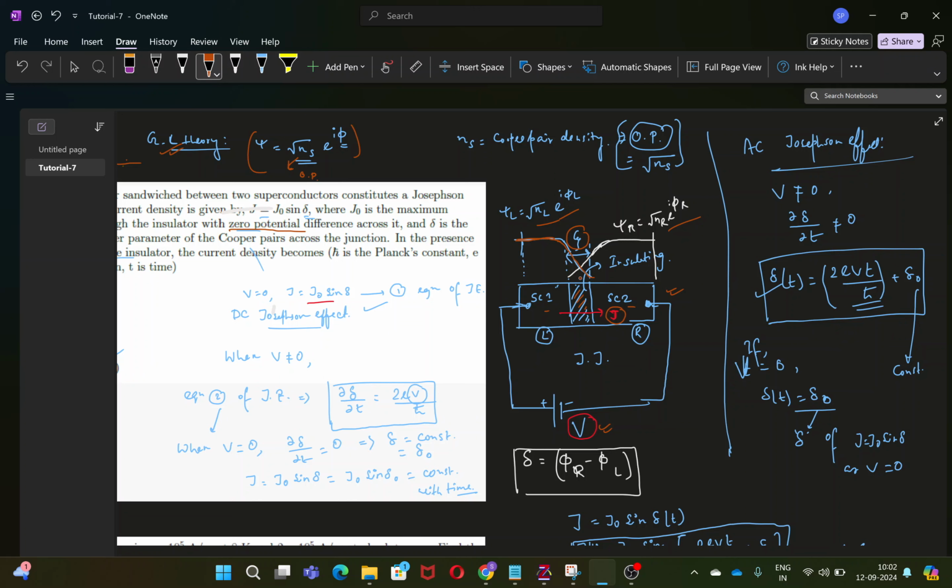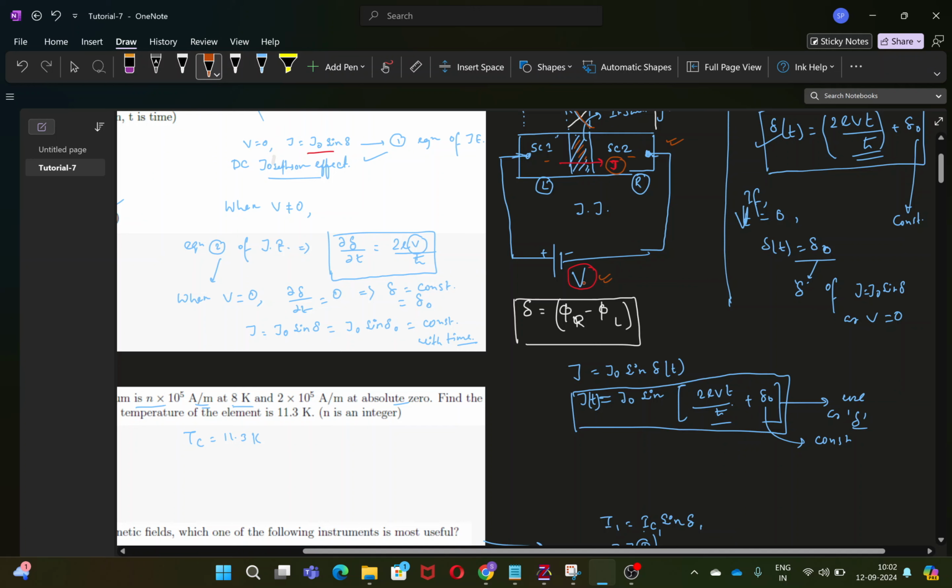Now it is defined by the Josephson junction relation that delta is the phase difference between the order parameter on either side of the Josephson junction. So basically you have to take the coherent phase difference between the two superconductors on both sides of the insulating junction. So your delta is phi_r minus phi_l, which is the phase difference between the two superconducting order parameters. Okay, the superconducting wave functions' phase difference is given by delta.